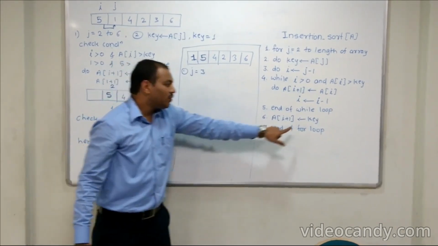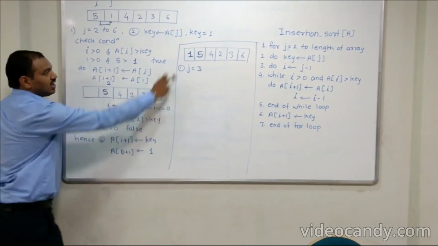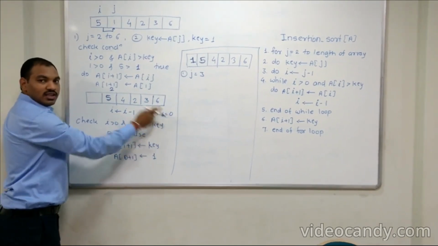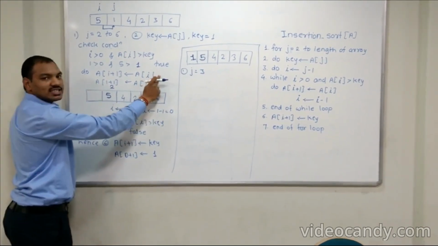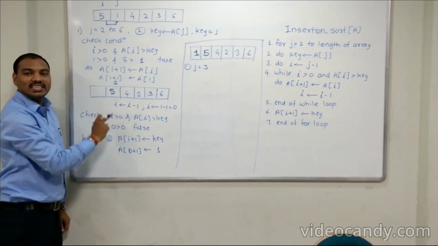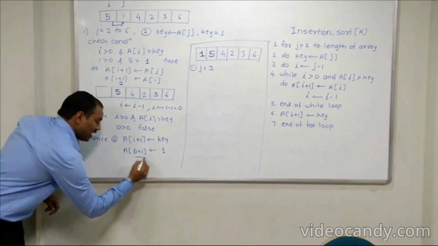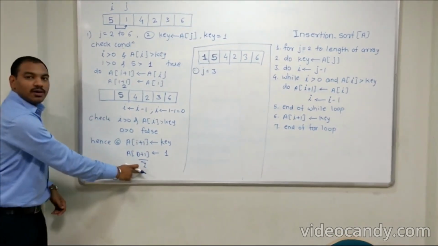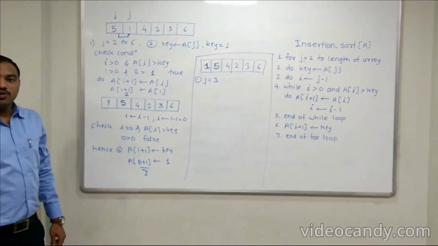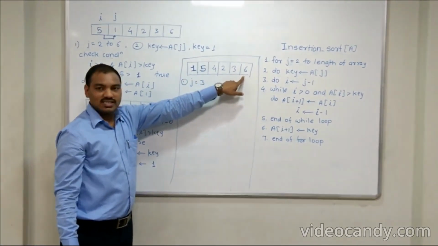Then what we have to do? We have to make a of I plus 1 as key. So the value of key is 1, and I plus 1, value of I is 0. Now be careful. Don't take the value of previous I. Every time when you consider the value of I, take the latest value. So here the latest value of I is 0. So 0 plus 1, 1. So 1 goes at the first position. So here we will move 1 and then we get the array like this: 1, 5, 4, 2, 3, 6.